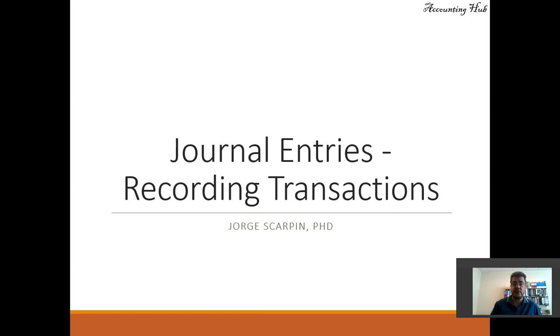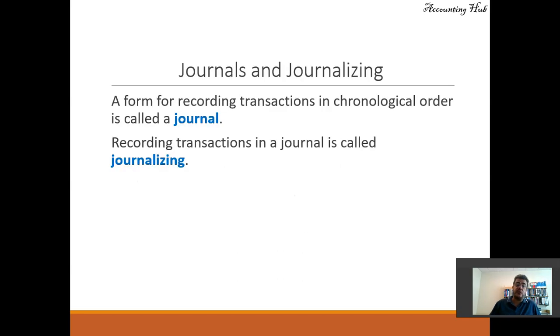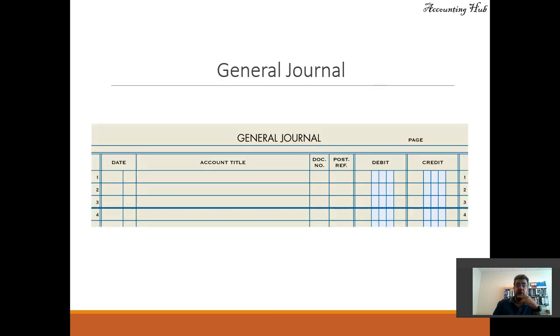Okay, so let's go. A form for recording transactions in chronological order is called a journal, and recording transactions in a journal is called journalizing. So we will put all of our transactions in a document called a journal. And this is our general journal.